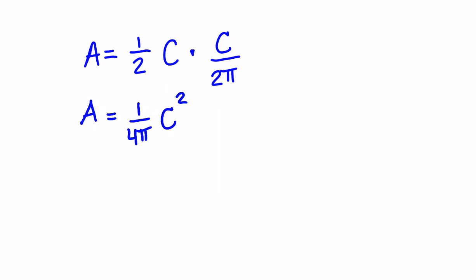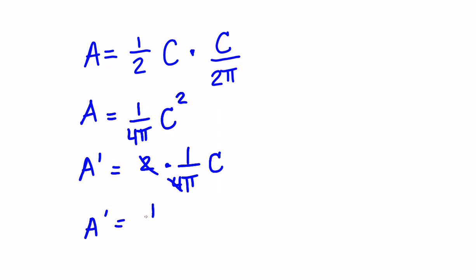So now I can take the derivative of area with respect to c, treating c as if it's the independent variable. So A prime equals 2 times 1 over 4 pi times c. If I reduce this, I get that area prime equals 1 over 2 pi times c.